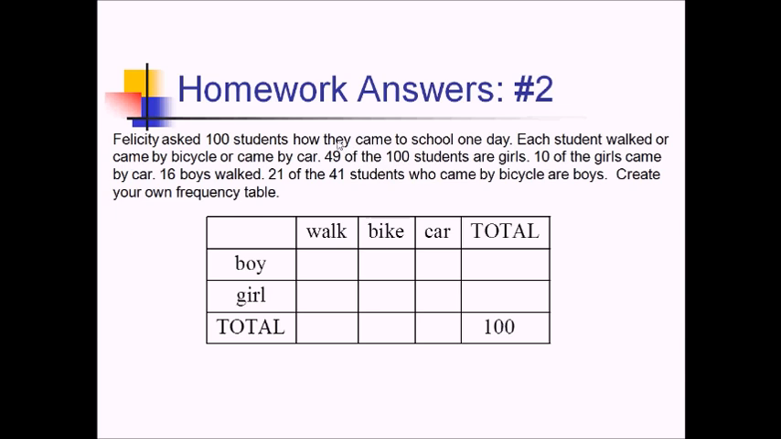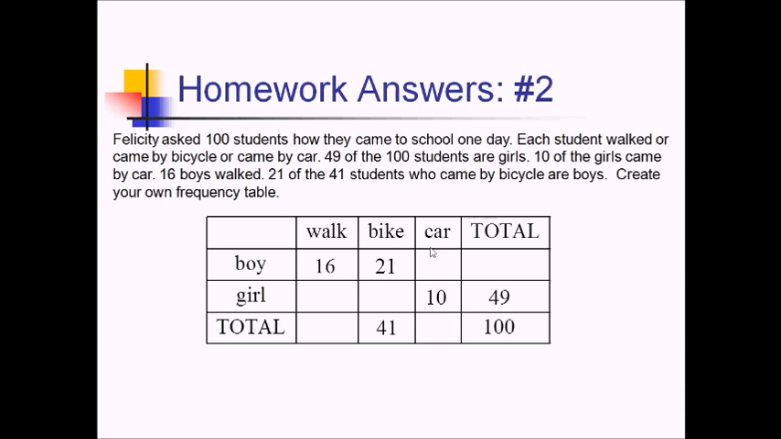Now they said that there was 100 students overall, so that's the grand total. And we said 49 out of 100 students are girls. Okay, so that means that girls is 49 right here. 10 of the girls came by car, so that's 10 in the girl and car cell. And then 16 boys walked, so that's a 16 in boy and walk. 21 of the 41 students who came by bike are boys. So that means that we have 21 boys taking bikes and 41 overall. And then we want to create the rest of this on our own.